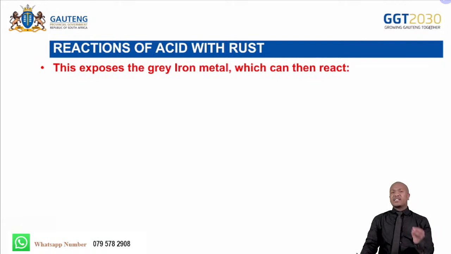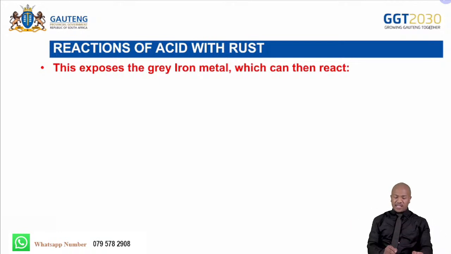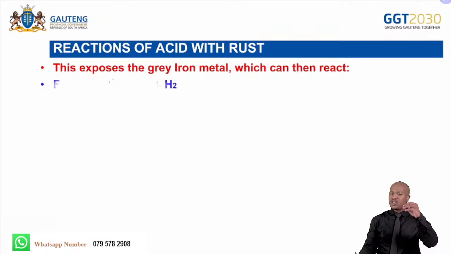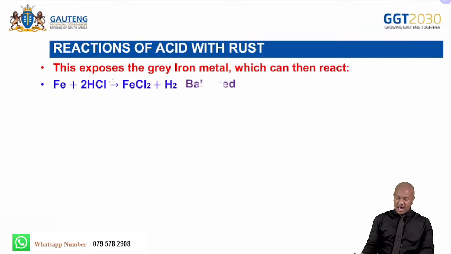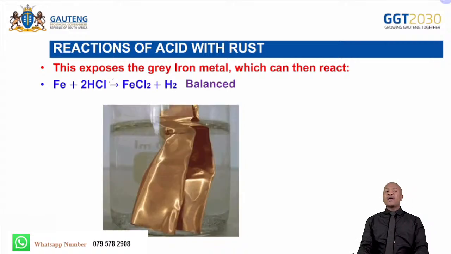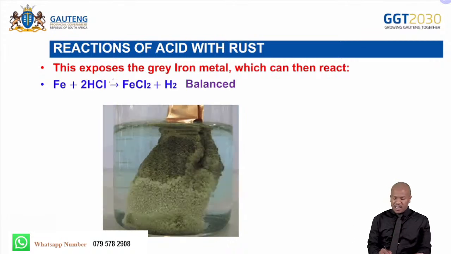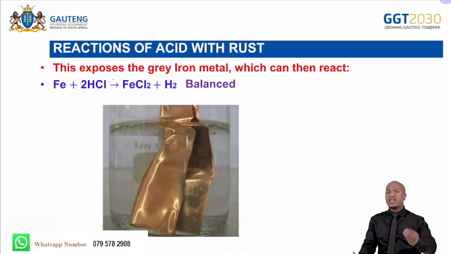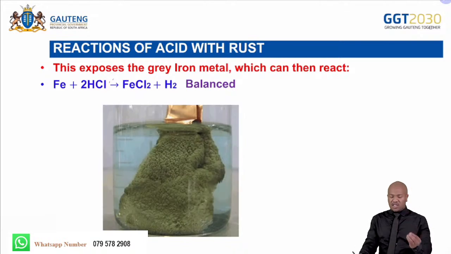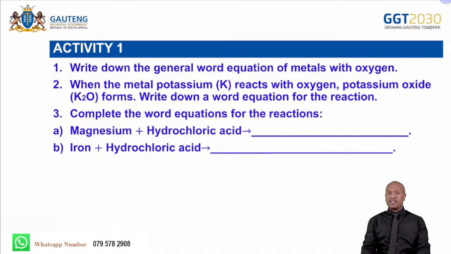Moving on. The second one, we talked about the acid removing the rust first. So the second one is when it exposes the gray iron metal, which can then react and destroy the metal. So now let's move on. Here is an illustration of a certain metal reacting with oxygen. Now look at this. It has been exposed. It is not covered with rust. So when it reacts with this acid, it starts to be eaten off slowly but surely. So this acid dissolves this metal.